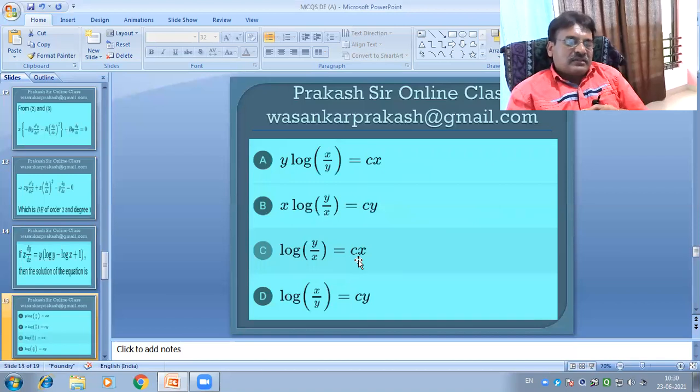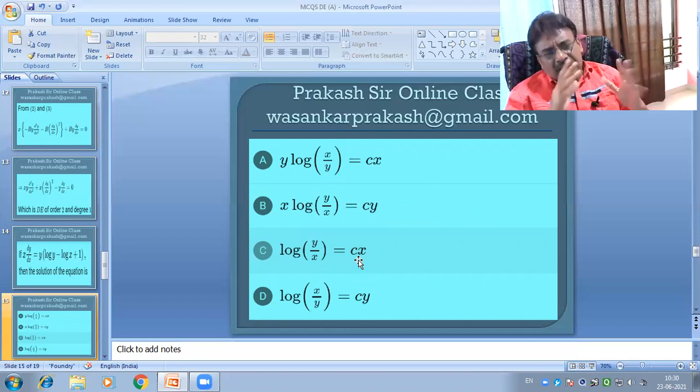In this way we solve the third multiple choice question using the shortcut method, where we eliminate some steps, or we solve some steps orally.